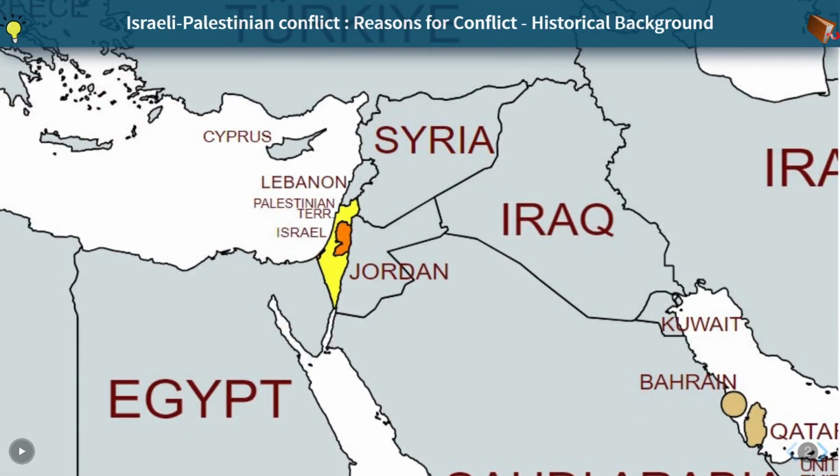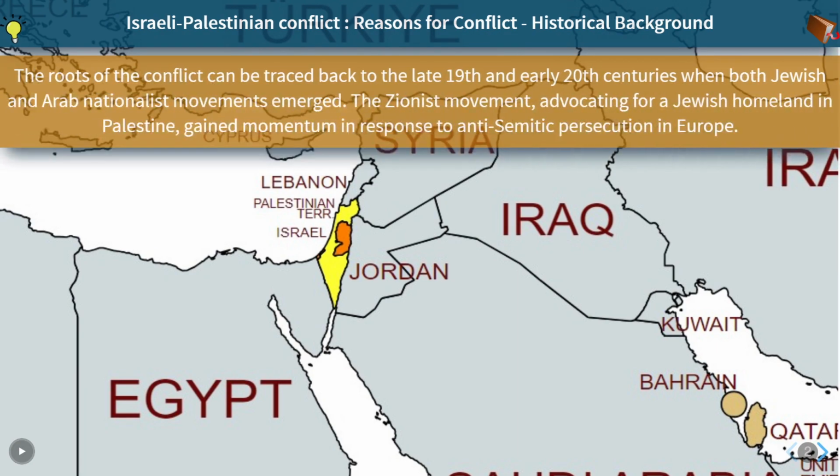Reasons for conflict, historical background. The roots of the conflict can be traced back to the late 19th and early 20th centuries when both Jewish and Arab nationalist movements emerged. The Zionist movement, advocating for a Jewish homeland in Palestine, gained momentum in response to anti-Semitic persecution in Europe.